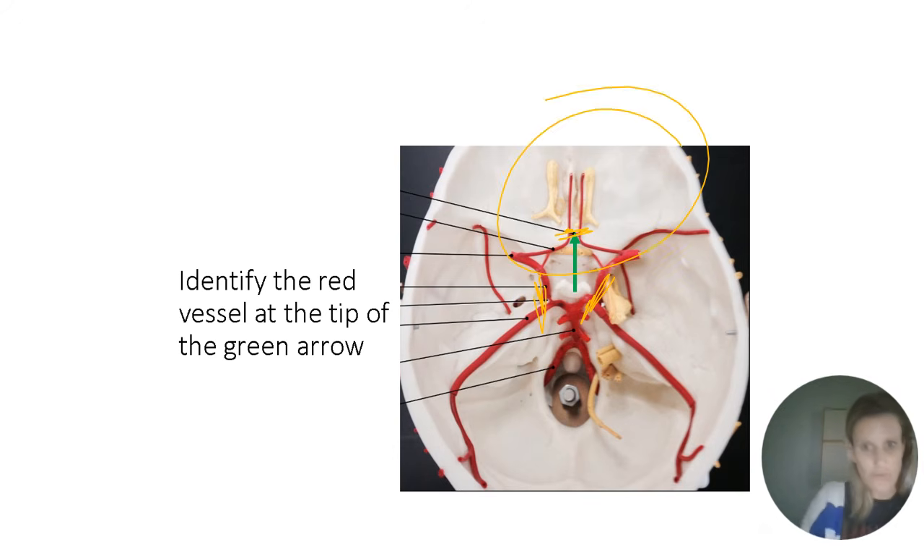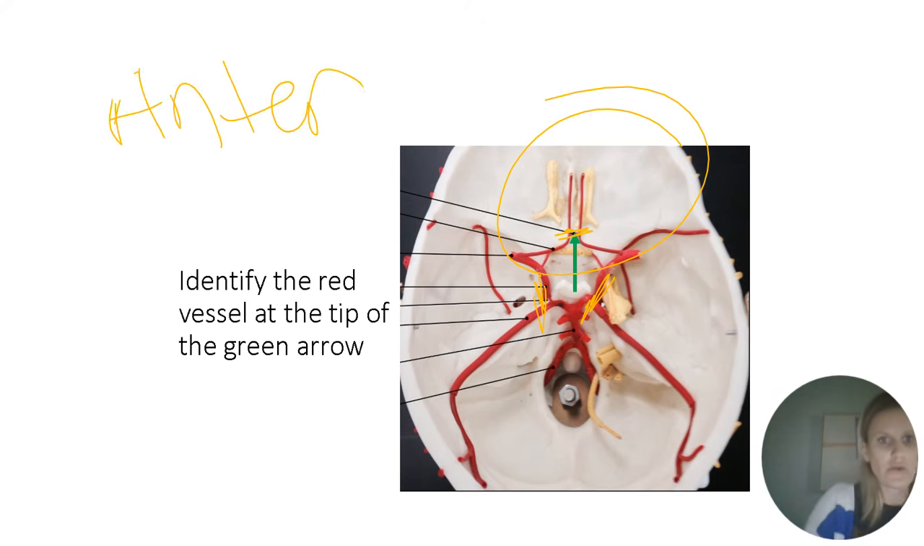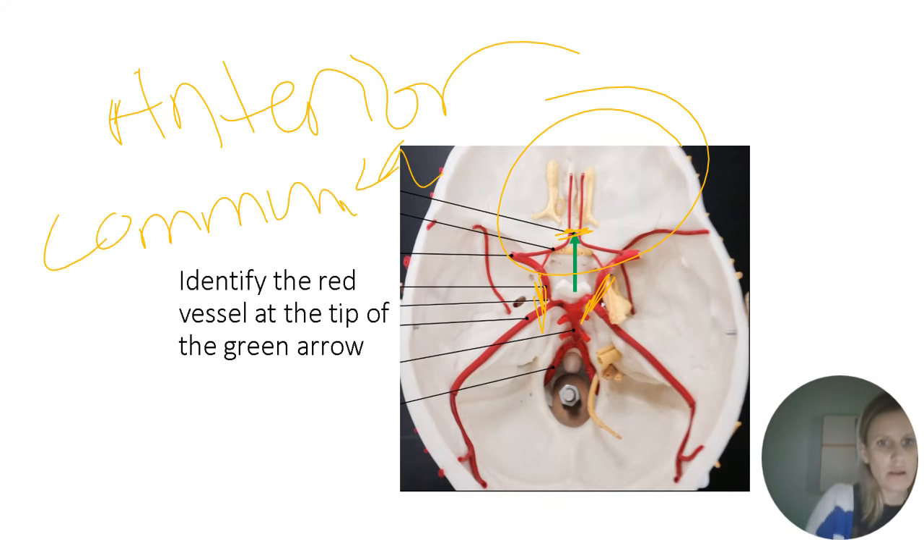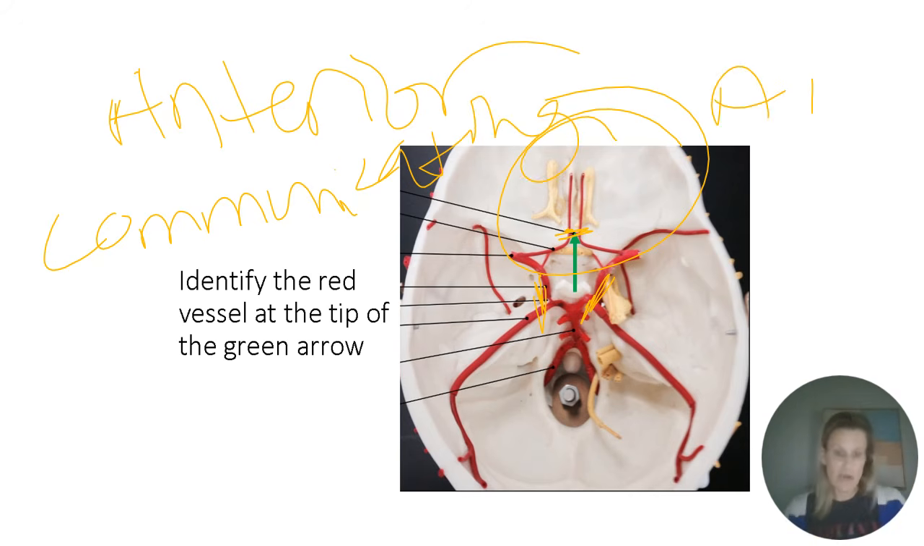This is the one that's in the front, so it's the anterior communicating artery. And is there a left or right? There's only one of these. So just anterior communicating artery. There's just one. That, and then down here, the basilar artery, there's only one of those as well.